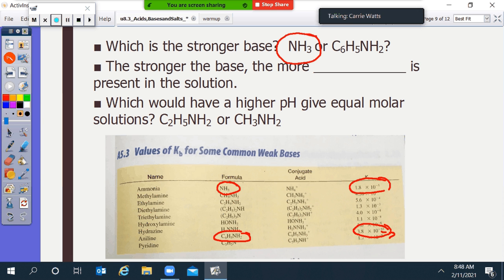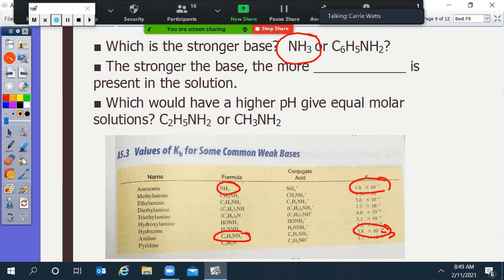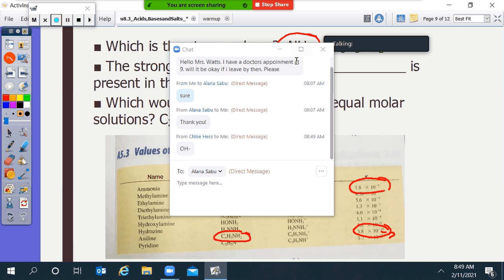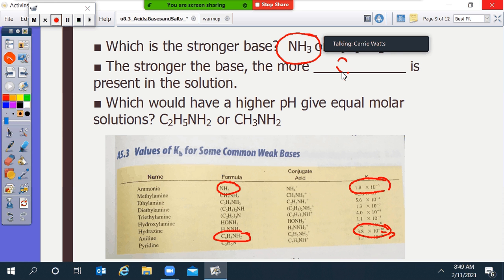The stronger the base, the more what is present in solution? Anybody want to shout out or put in the chat? What would be present in solution in a higher quantity for a stronger base? Good, OH. This would be hydroxide, OH negative one ion, which would have a higher pH given equal molar solutions. Notice they have to say equimolar, because you could have a very concentrated solution making it a higher pH.